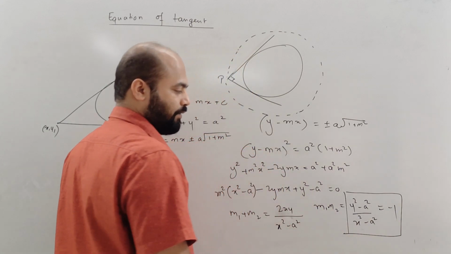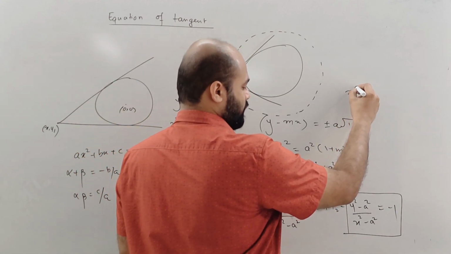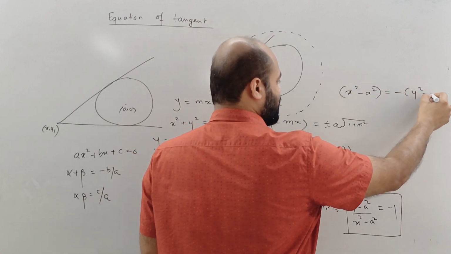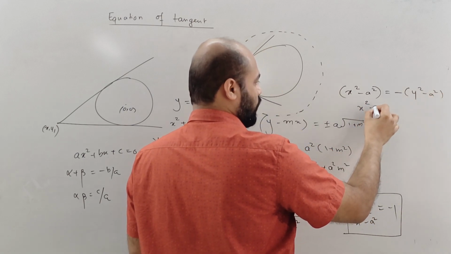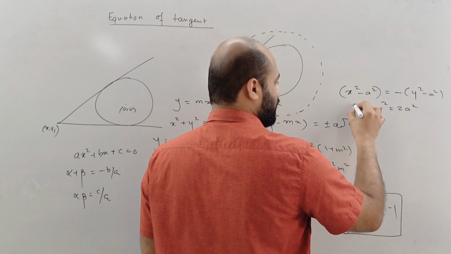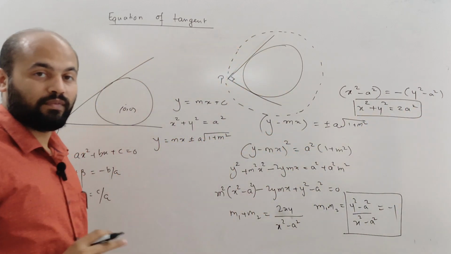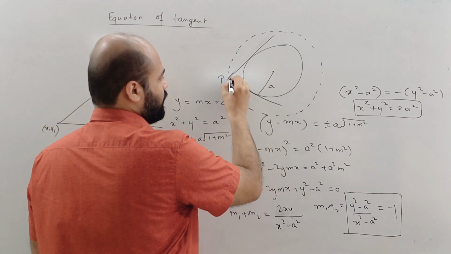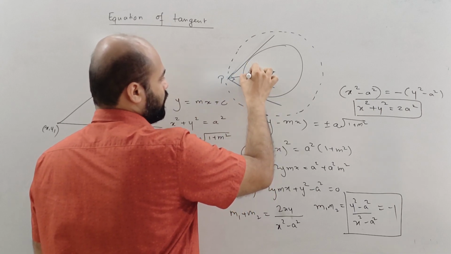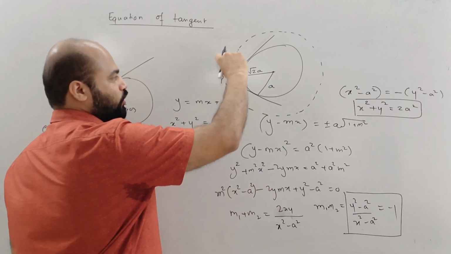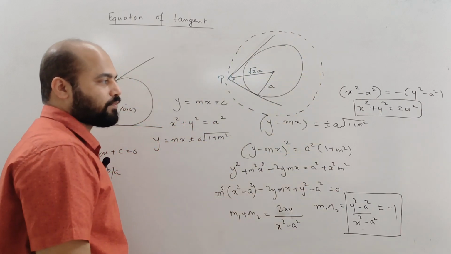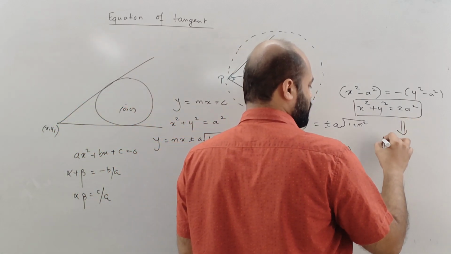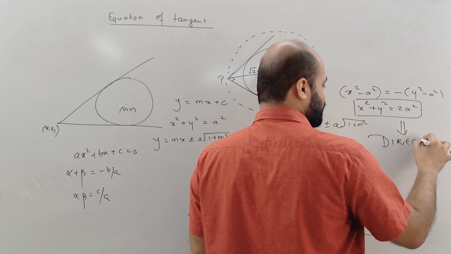If this is the equation that we have, then I can write x square minus a square is equal to negative of y square minus a square. So if you rearrange it, it will come out as x square plus y square equals to 2a square. That is the equation of the circle that we're talking about. So if this is a, then this is certainly root 2a. So the equation of the circle is x square plus y square equals to 2a square. And this equation is called equation of director circle.